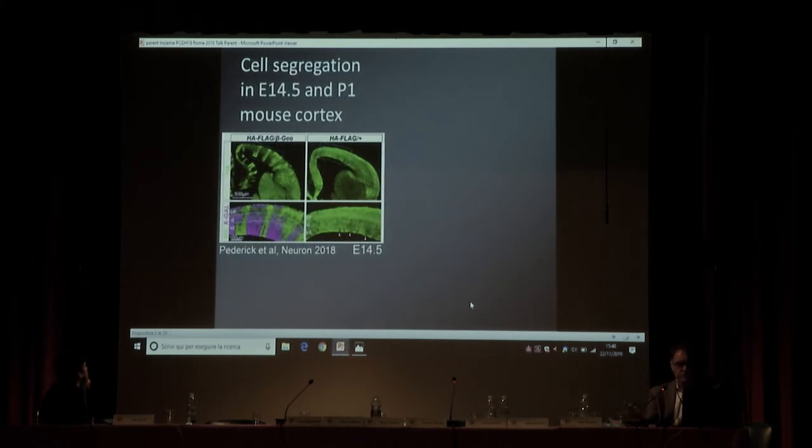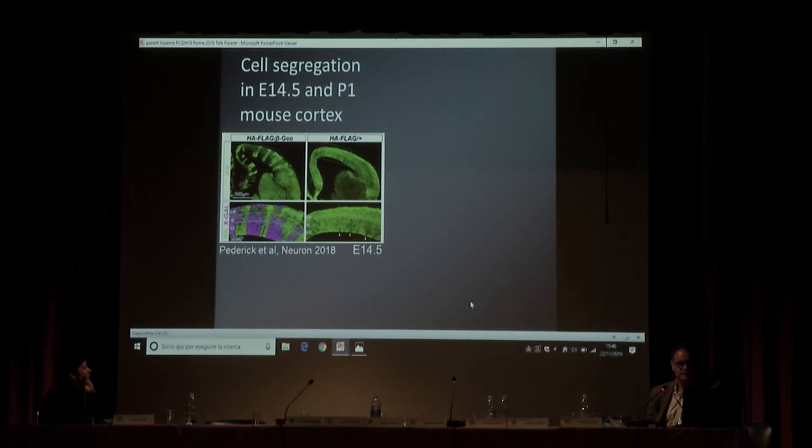Stefka also showed you the elegant data from Paul Thomas, where he combined wild-type HA-tagged mice with knockout and found this cell sorting phenotype in the developing cortex, where wild-type cells and knockout cells don't intermingle, versus all wild-type cells that do intermingle.